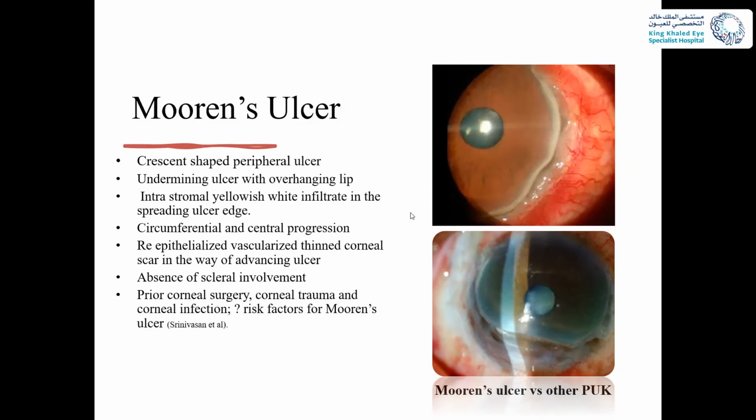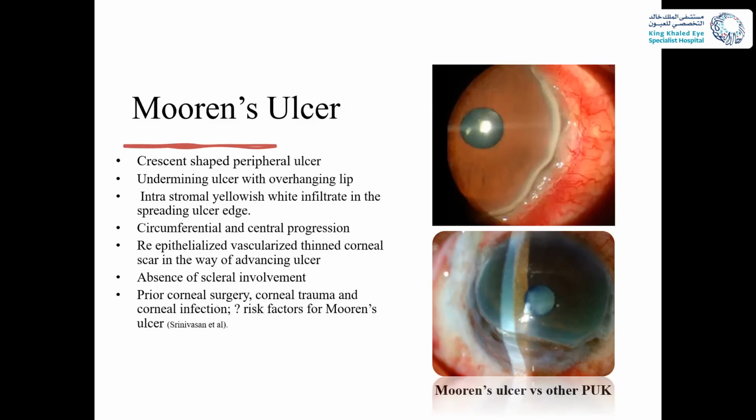The intrastromal yellowish infiltrate that is seen is classical of Mooren's ulcer. There is a reepithelialized and vascularized thin corneal scar in the wake of the advancing ulcer. I mean, the ulcer can advance toward the center, and from the back, it can start healing. There has to be, as we mentioned, absence of scleral involvement. And it has been postulated that prior corneal surgery, corneal trauma, and corneal infection are risk factors for development of Mooren's ulcer.